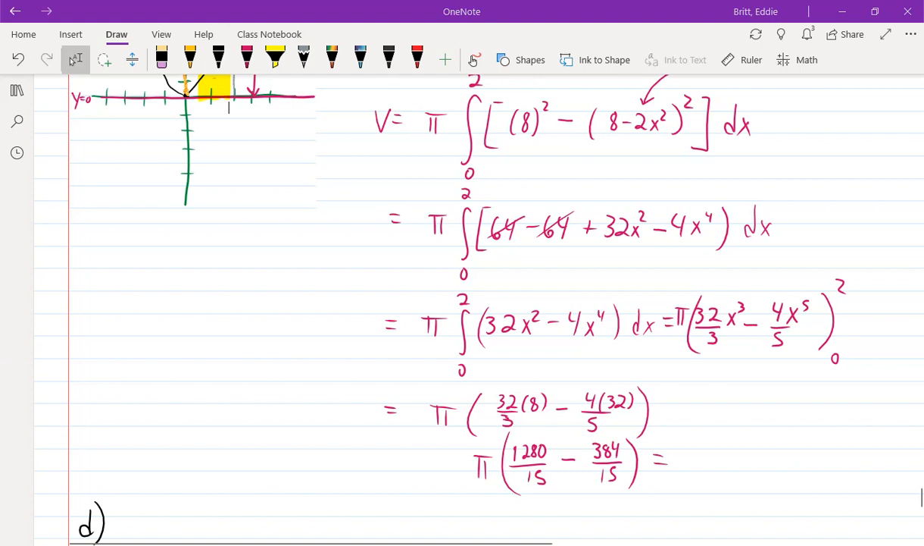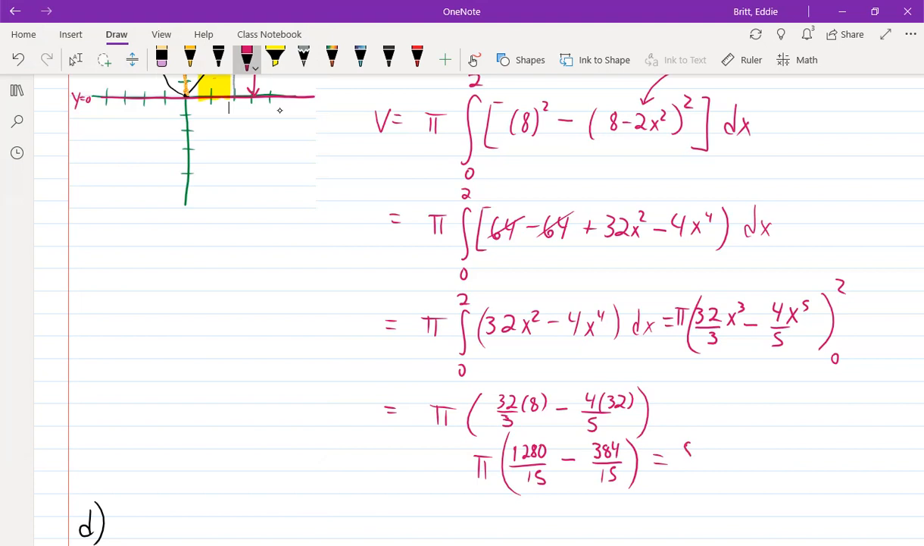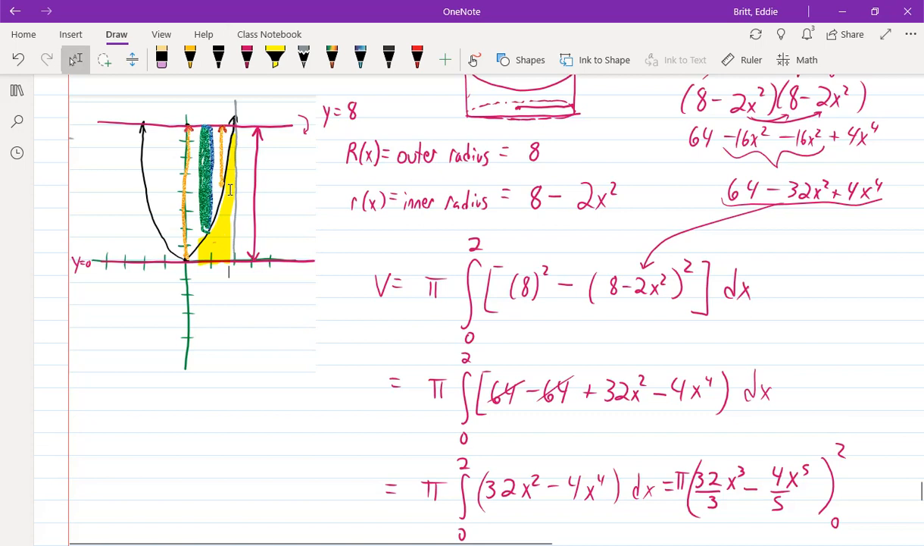All right. Bring my calculator back up. So I'm going to say 1280 minus 384. All right, so I get 896 over 15 times pi. So 896 over 15 times pi. All right, and that's the right answer for that one. So that will be the volume of that figure.